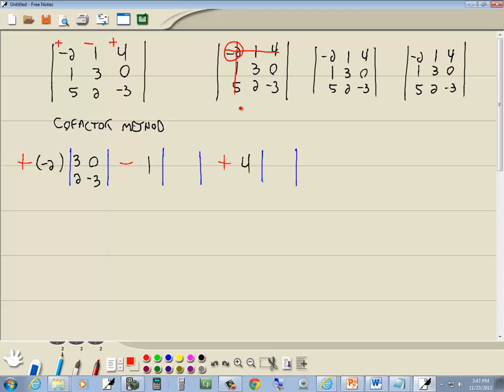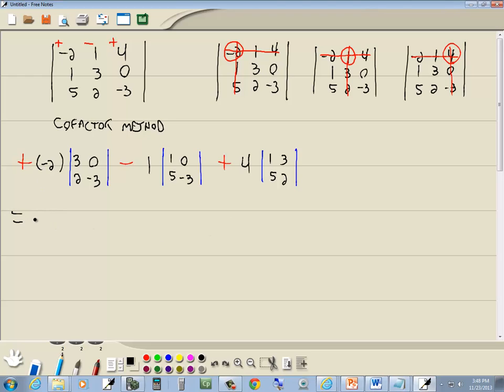Now for our next number, the 1. I'll circle it, and I'm going to cross out the row and column it's in. So I cross out that row, cross out that column. What isn't crossed out is what goes in this determinant. So we've got 1, 0, 5, -3. And the 4. I circle it, and I cross out the row and column it's in. And what isn't crossed out, the 1, 3, 5, 2, is what goes right here.